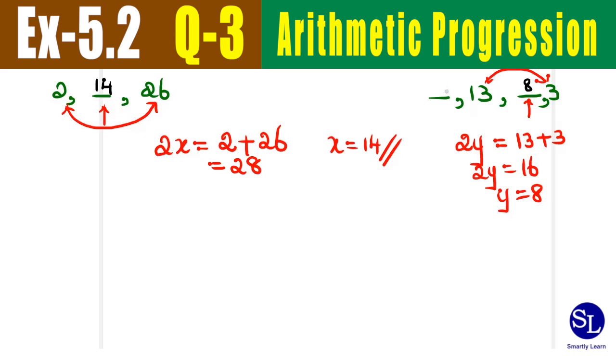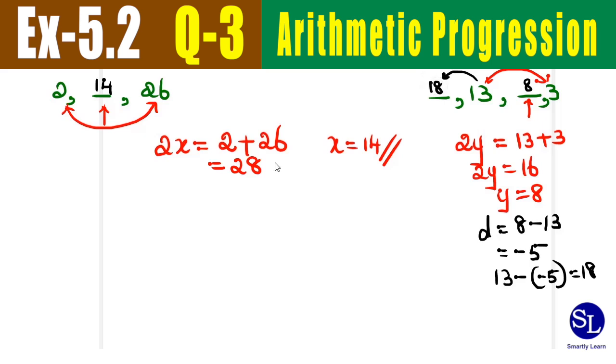Now let us look at the second missing term. What is the relation? If I know the common difference, I can subtract the difference from the second term to get this value. So let's find the common difference. The common difference D is going to be the third term minus the second term. So 8 minus 13, which is minus 5. I'm going to subtract minus 5 from 13 and I will get the value of the first term. So 13 minus of minus 5 is equal to 18. So this number is 18.